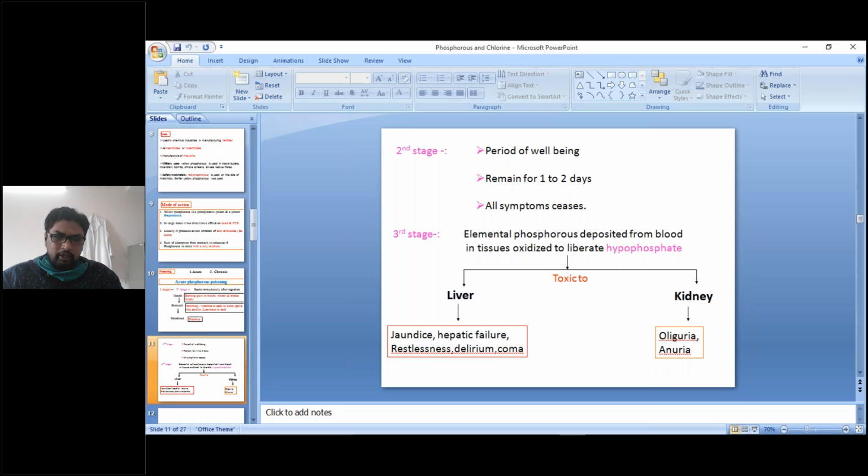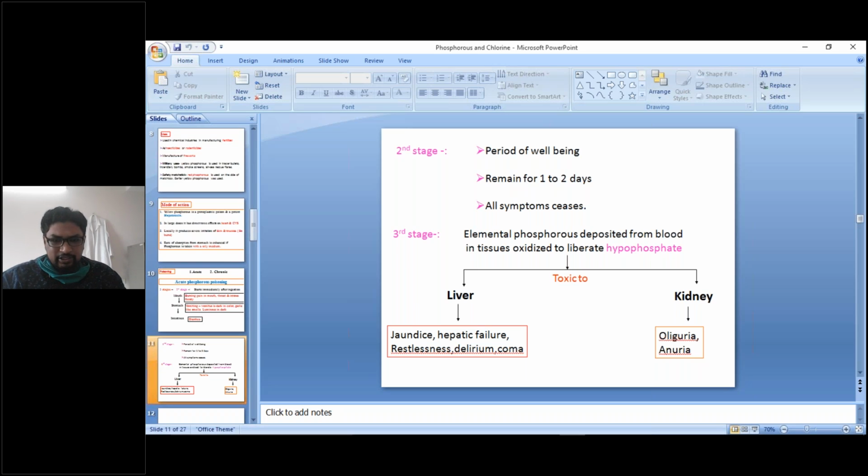And stage 2, where the symptoms subside. It is a period of well-being and remains for 1 to 2 days. In this stage, all the symptoms cease and the patient is a little bit okay. He feels that he is okay, he is not having any symptoms, and it seems the poisoning may not be occurring. Stage 2 is a period where he is healthy and symptoms are not presenting. It takes about 1 to 2 days.